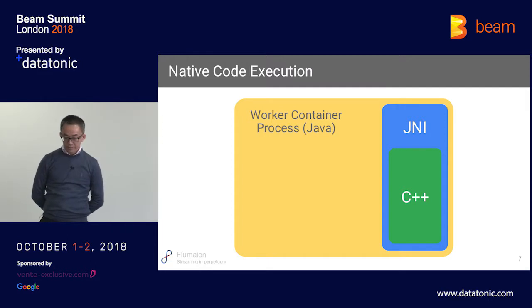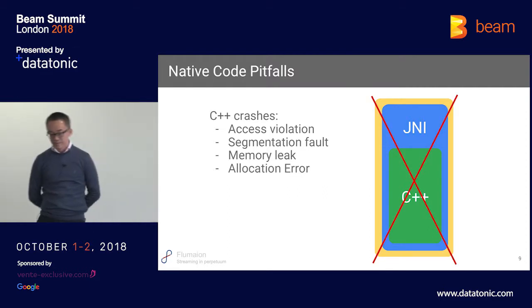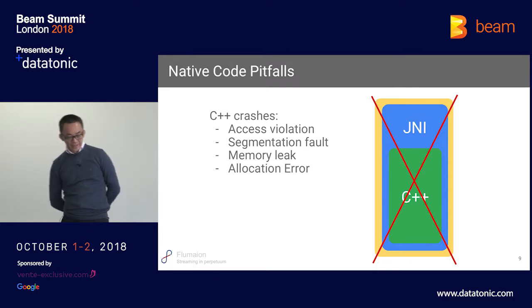Typically what happens is somebody writes some bad code. You've got some access violations, seg faults, memory leaks, or allocation errors, et cetera. Now the difference between Java and C++ obviously is that with C++, your process will die and crash. So that's not very good when your worker is trying to do work.